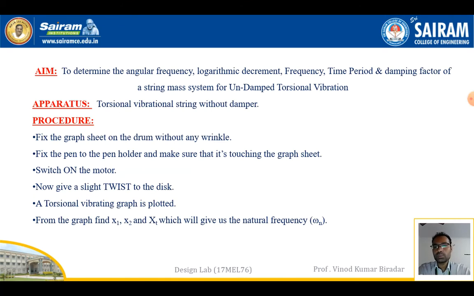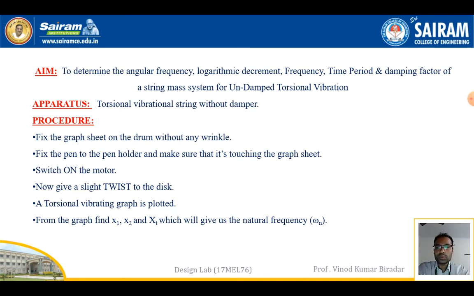The procedure is very simple. Fix the graph sheet on the drum without any wrinkle; take the graph sheet and fix it around the drum. Once the graph sheet is fixed, fix the pen or pen holder and make sure that it is touching the graph sheet. Now switch on the motor. Once you switch on the motor, give the twist to the disc in a horizontal direction. After giving the twist, automatically the undamped vibration will be plotted on the graph sheet.